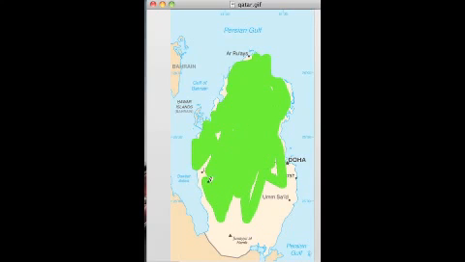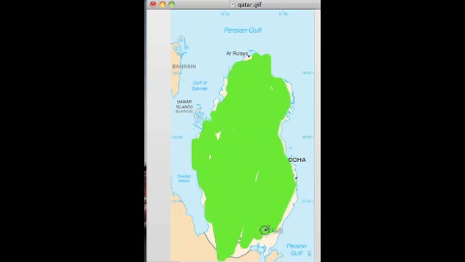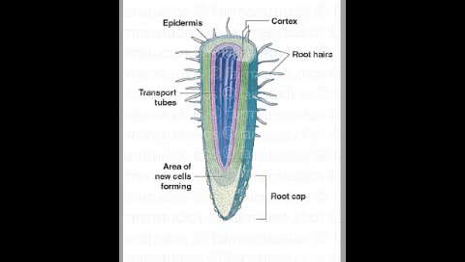The roots have something called root hairs that help absorb the water and ions from the soil. That takes it into the main roots. Water from the soil will enter into the root hairs through a process called osmosis.